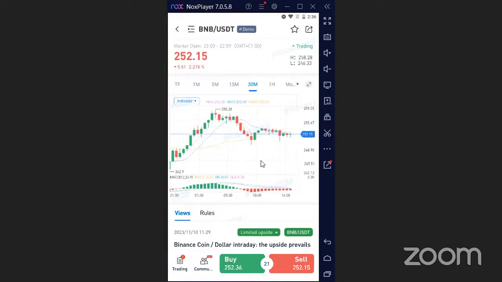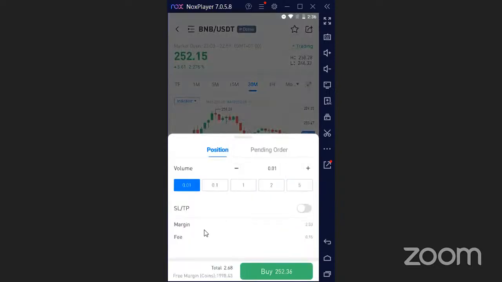Now you can click on buy, because we want to set a buy limit here. The other time when we wanted to set our buy order, we clicked on buy, and all we did here was set our stop loss and our take profit. Now we are not going to click on buy. You see here we have position, we have pending order. So here we are going to click on pending order.